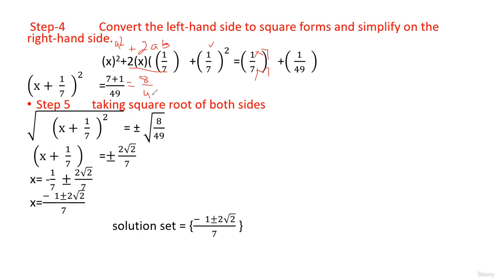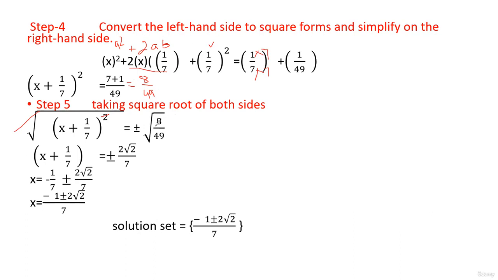Now we have to take the square root. Now remember that square root means you have to take under root, and this square will be cancelled out by the square root, and similarly this square. Now you also have to take plus minus because we are taking the square root.